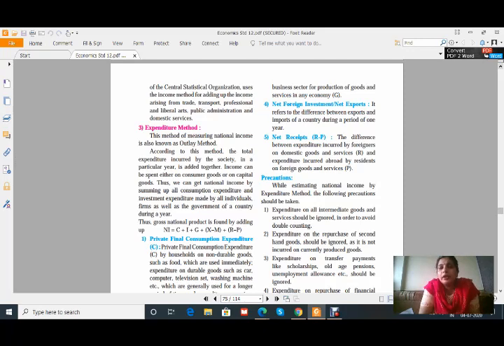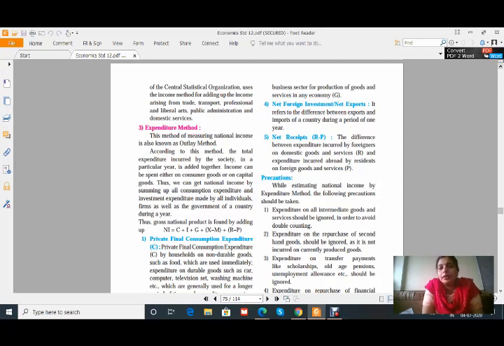The next point is net foreign investment, that is net exports. Net exports always be X minus M, that is export over import. It refers to the difference between exports and imports of a country during a period of 1 year. See, always time limitation is there. You have to consider only the 1 year period.